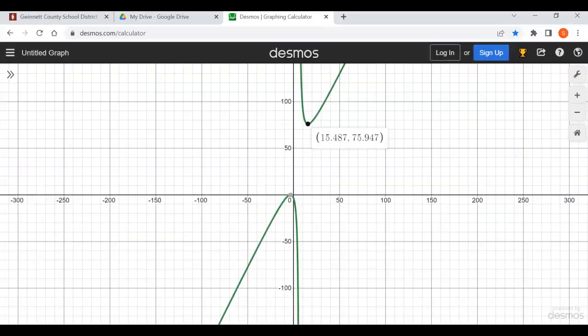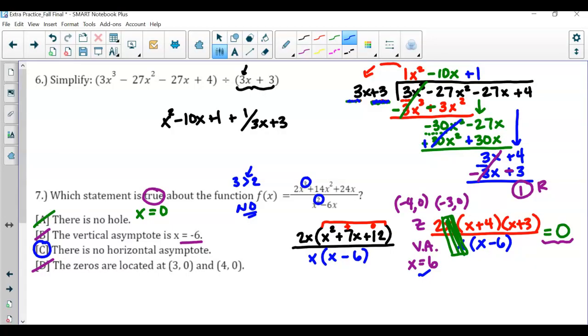Then you can also tell that there is no horizontal asymptote. There is no y value that the graph is approaching but never reaching. So that's why, again, you can visually see that the answer is C.